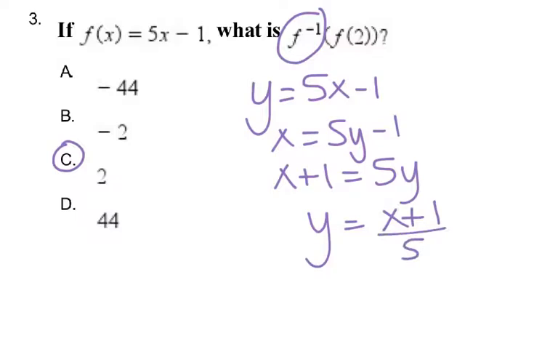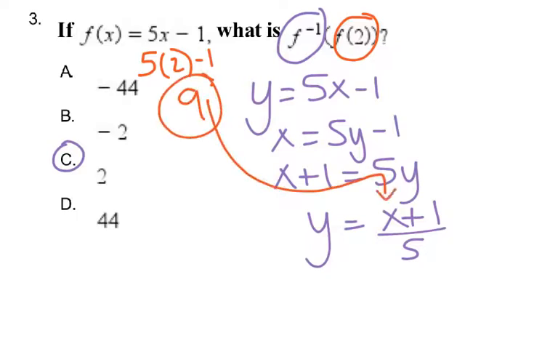The first thing we need to do is plug 2 into the original. So I'm going to replace that x with a 2. So 10 minus 1 is 9. And now I'm going to take 9 and plug it into the inverse. So I have 9 plus 1 over 5. 9 plus 1 is 10. 10 divided by 5 is 2. The answer is 2.